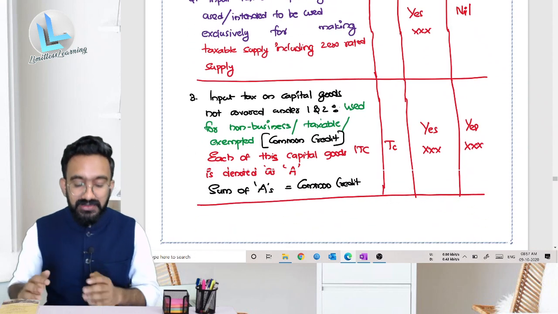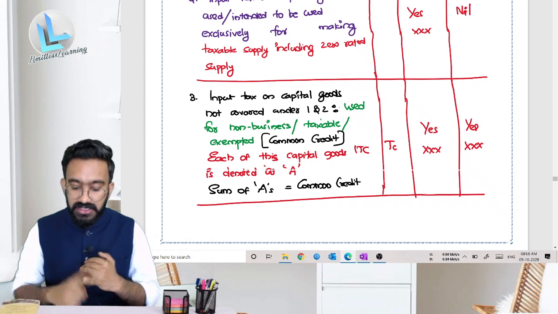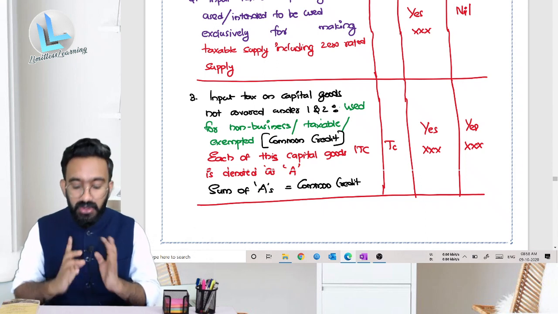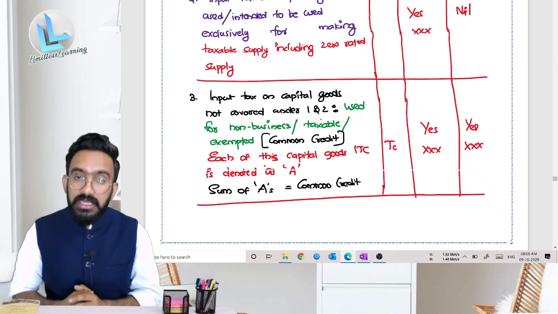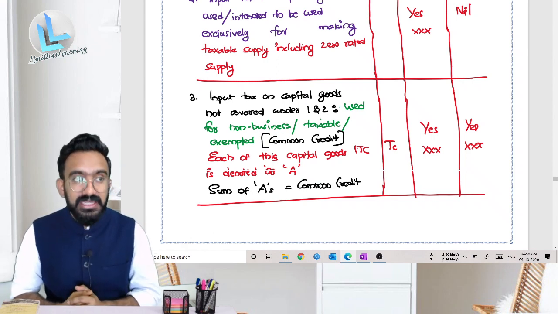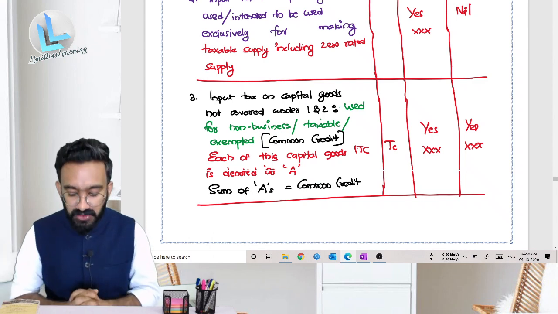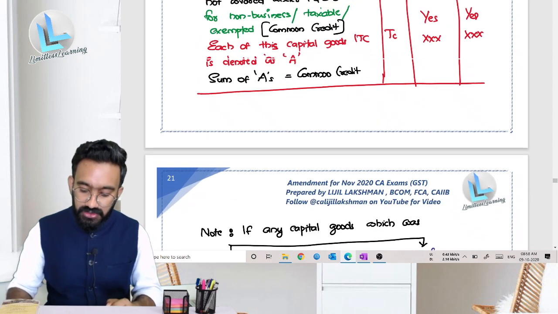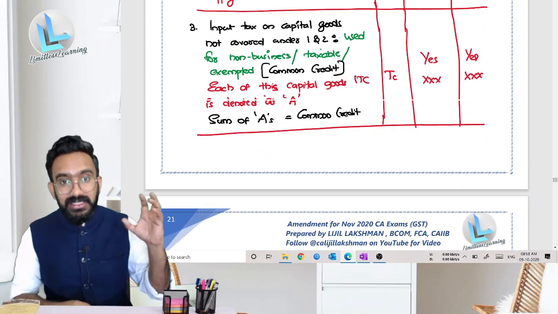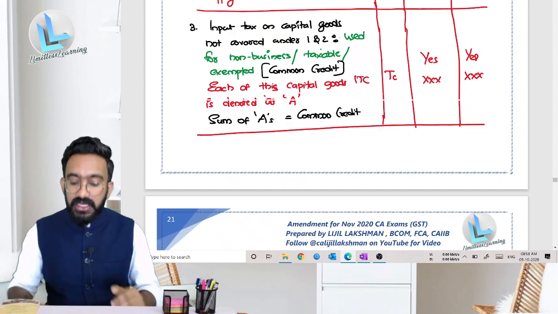Then balance, whatever is left out, could be what? Could be used for business, non-business, and exempted, all of this. So the input tax paid on these things is called as capital goods credit. So we will add all such assets and we will call it as TC. And there's an additional provision and that much amount will be credited to electronic credit ledger, and this will be called as a part of my common credit.